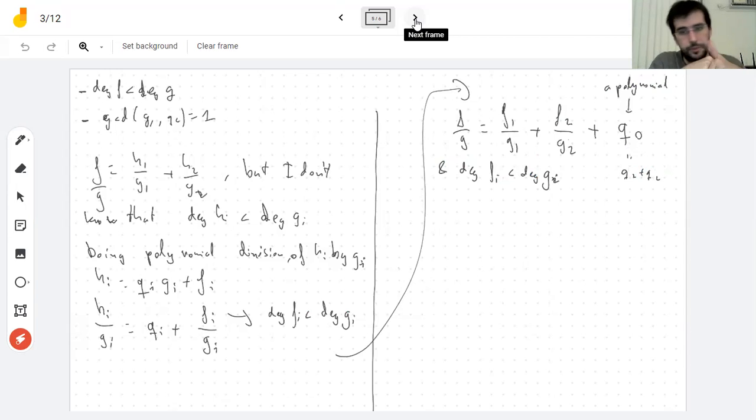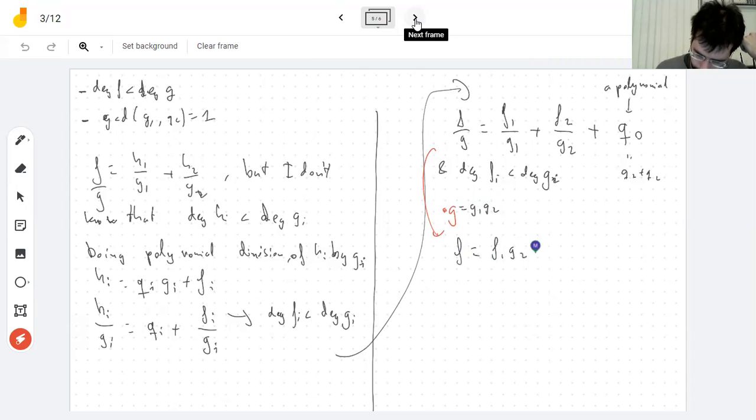Could it be that it's just zero? Yes, it is. It is just zero. So if I keep on doing the thing where I multiply by the denominator, so if I multiply by g, which is g1, g2, I have this whole thing.